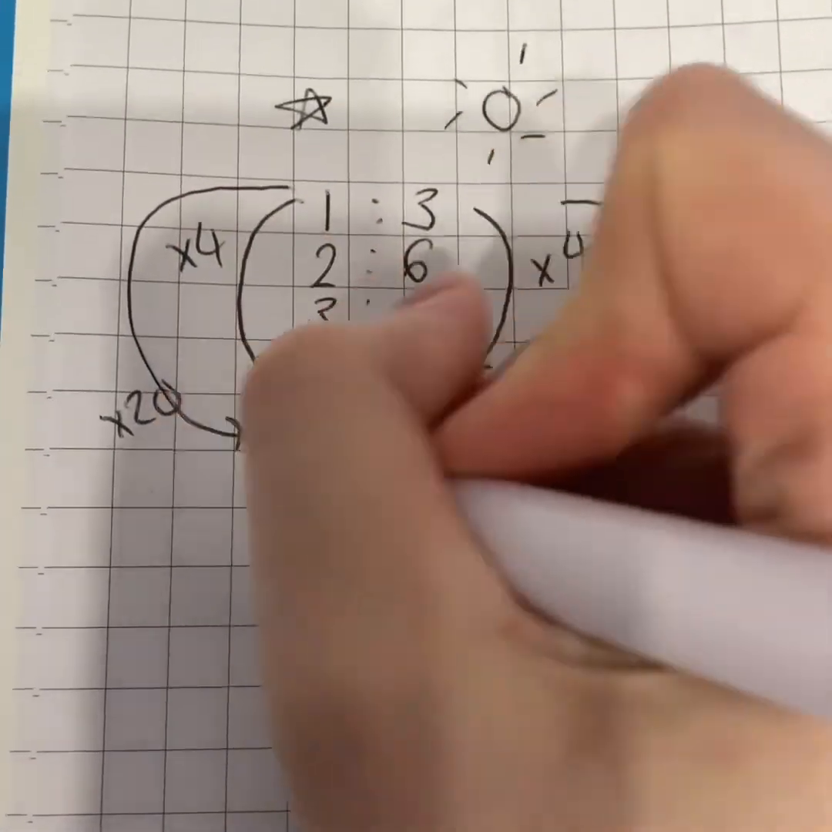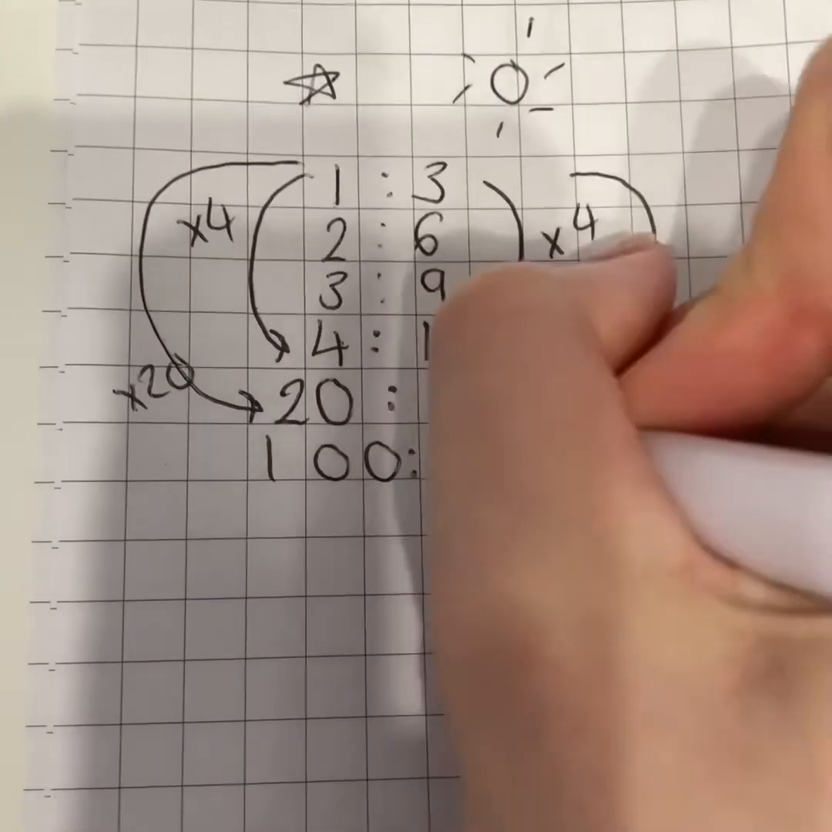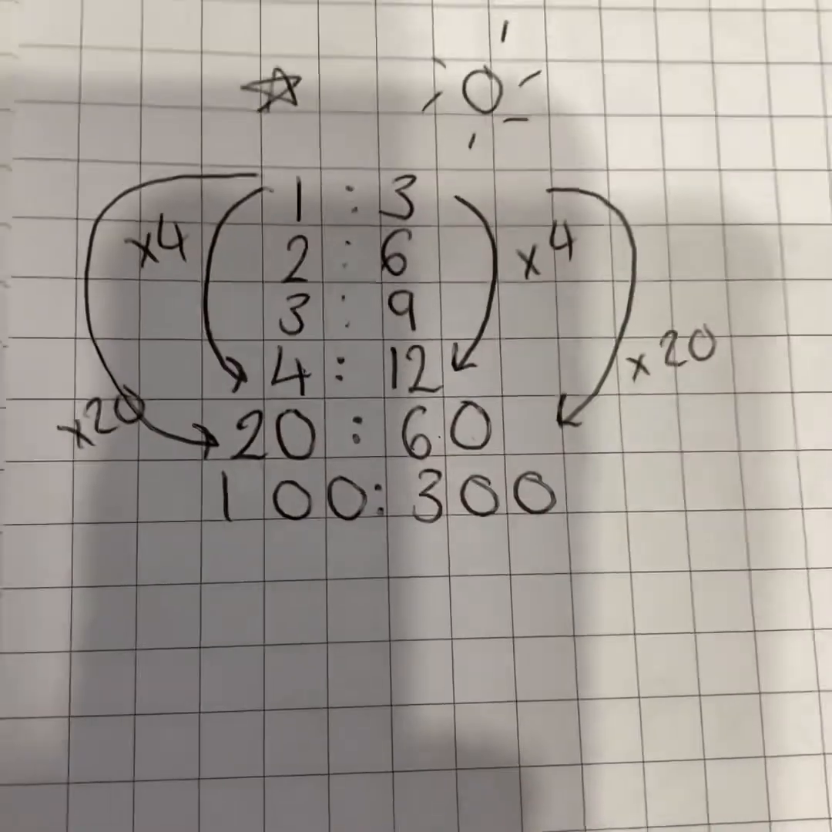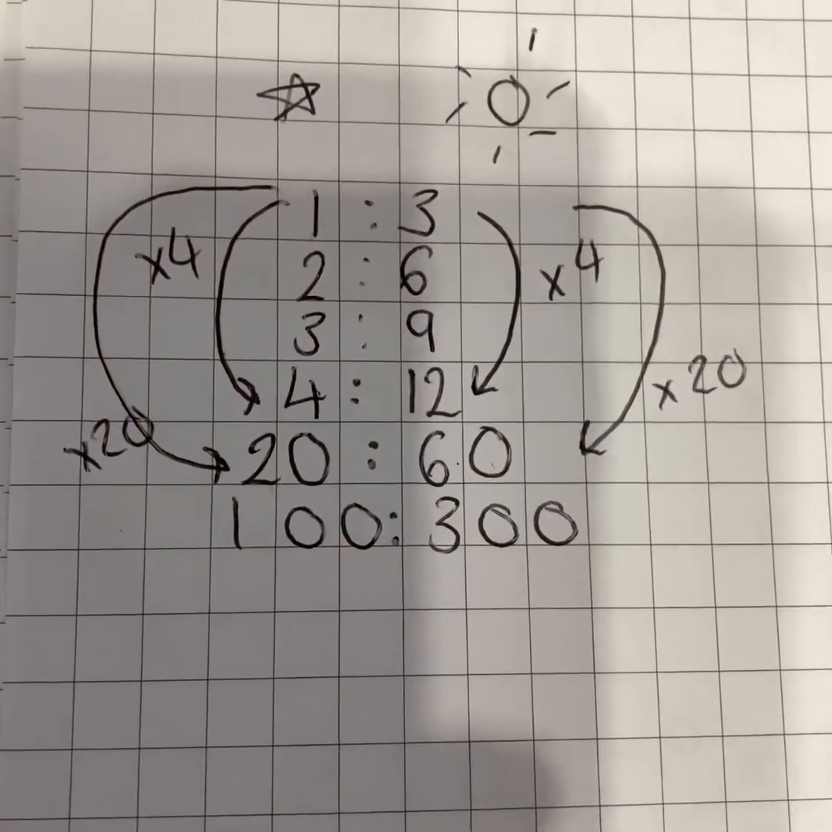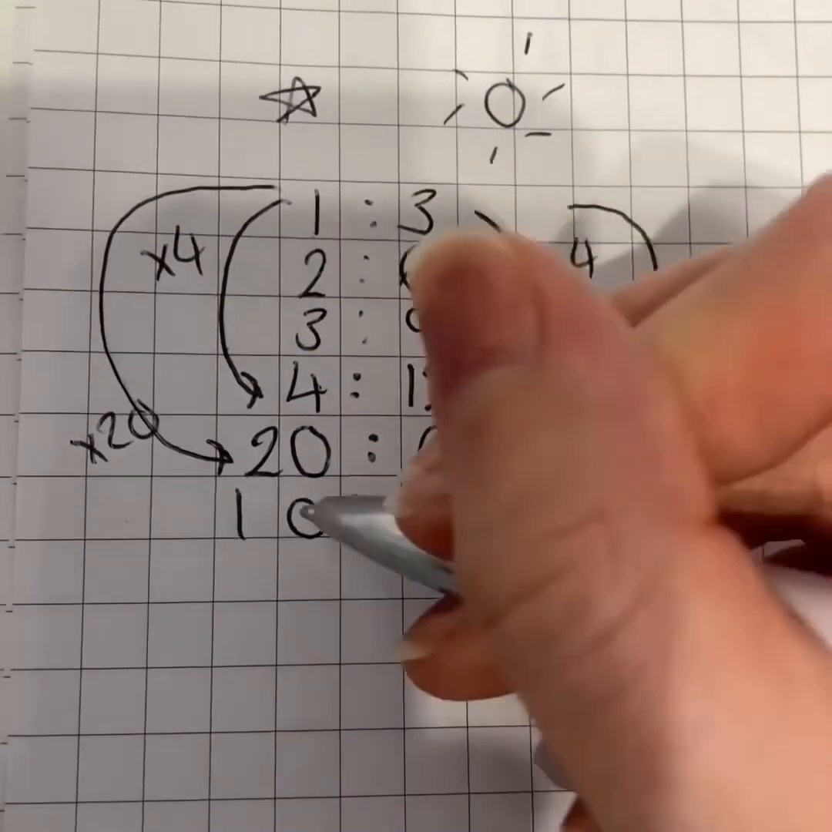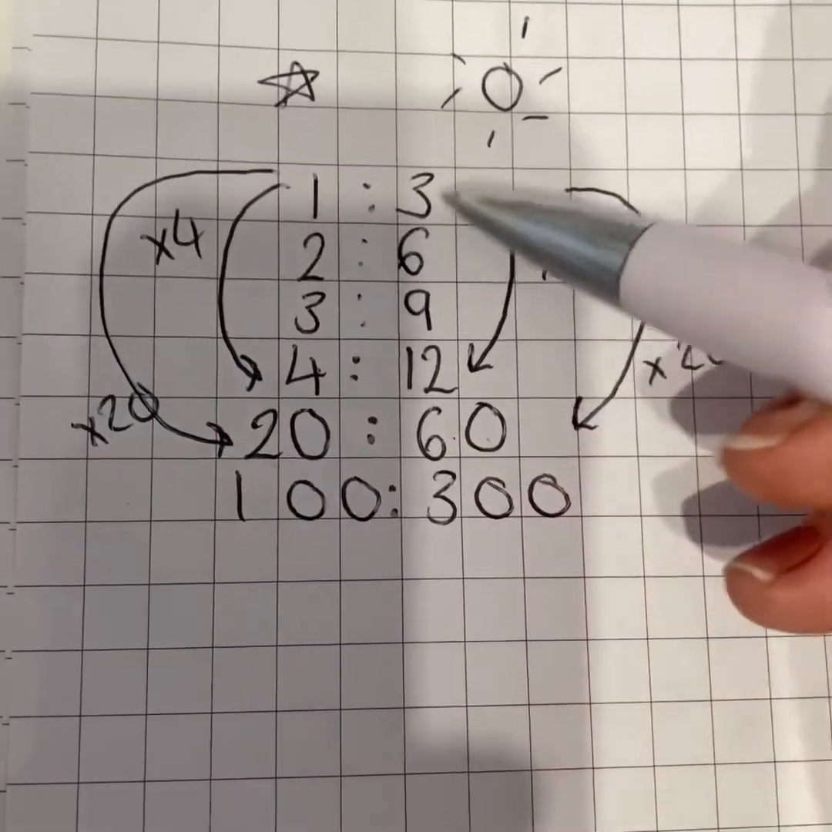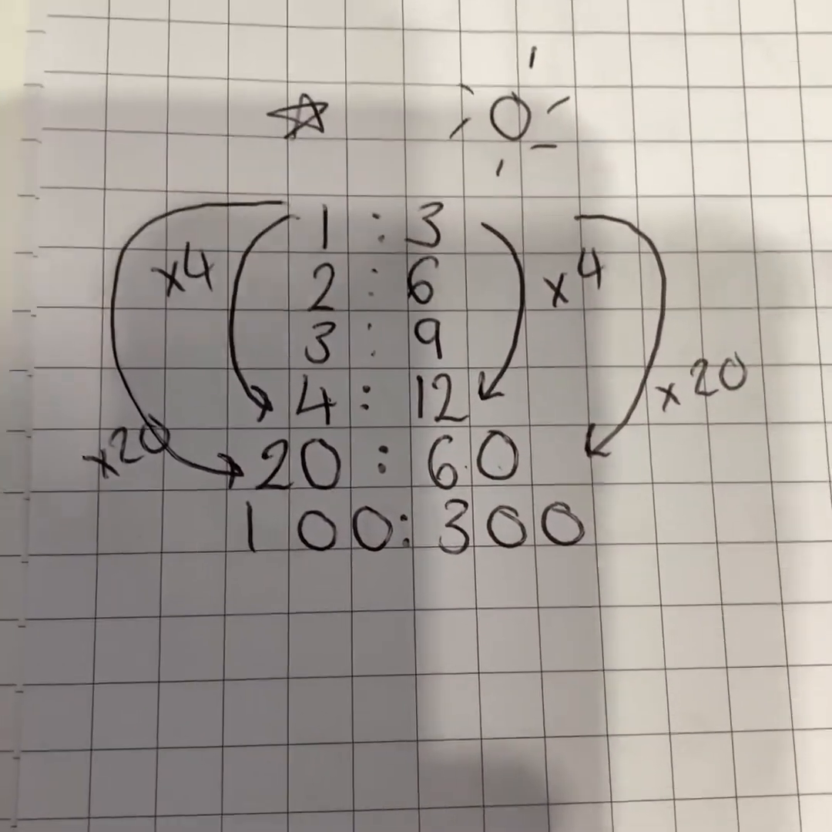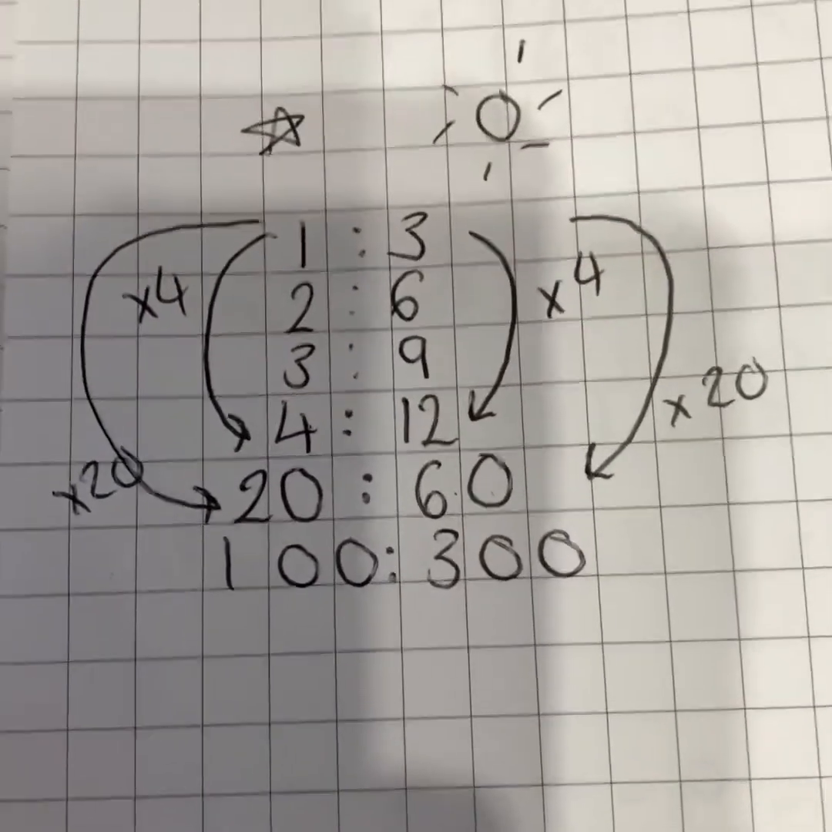Would this be an acceptable ratio? Well, yes, because if I divide them both by 100, I would end up with 1 to 3. Nice and simple. Well done if you got those right.